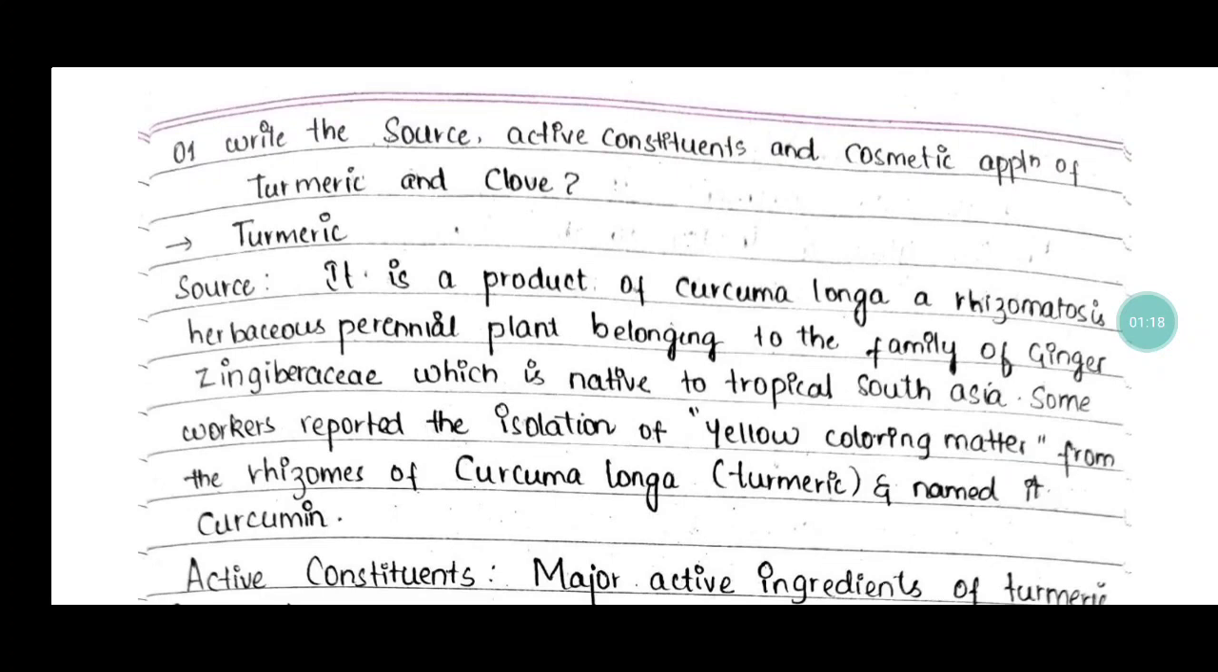Write the source, active constituents and cosmetic application for turmeric and clove. Turmeric is a product of Curcuma longa, a rhizomatous herbaceous perennial plant belonging to the ginger family, that is Zingiberaceae, which is native to tropical South Asia. Some workers reported the isolation of yellow coloring matter from the rhizomes of Curcuma longa, turmeric, and named it curcumin.